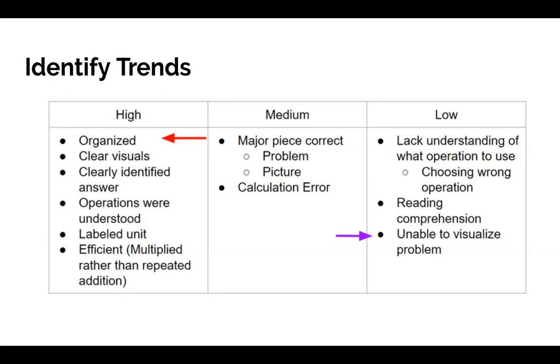Once we had done that, we're going to look back to identify the specific trends that we see within that data. So looking at the student work from the high category, you can see that the work was organized, the student understood what operation to use, and they labeled things. In the medium category, you can see that there was something that went wrong, maybe a calculation error. And those performing at the low level really seemed to not understand what to do, and perhaps had a comprehension issue with it, or they just couldn't visualize what to do. Once we've taken the time to identify the trends and our needs, we're one step closer to putting a plan into place.